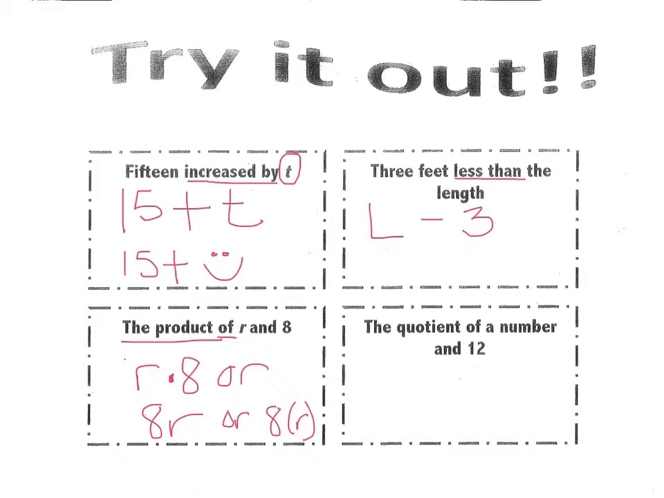Now the next one, the quotient of a number and 12. What we're looking for is the quotient. That's the answer that we're looking for. A number, I'm going to circle that because that's our variable. We don't know what that is, so we want the quotient of a number and 12. That means a number divided by 12. So we would write n, that's our variable, divided by 12. That's what we're looking for.